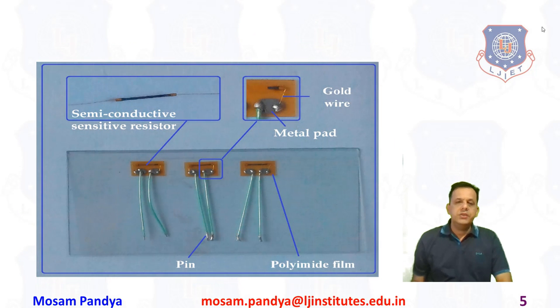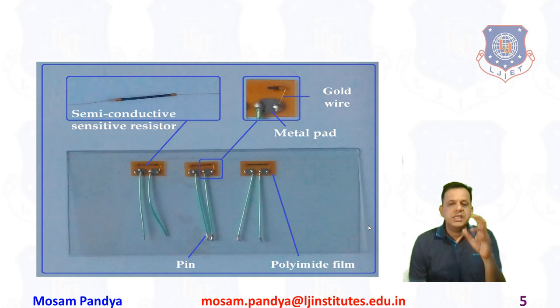So here you see the actual scale of the work, and I have shown you the actual specimens when they are prepared. Here you can see the size of the semiconductor sensitive resistor where it is fixed; it is even smaller than the connecting wires and leads. Please observe this very carefully: how the gold wire is connected to the semiconductive sensitive resistor and fixed on the polyimide film.